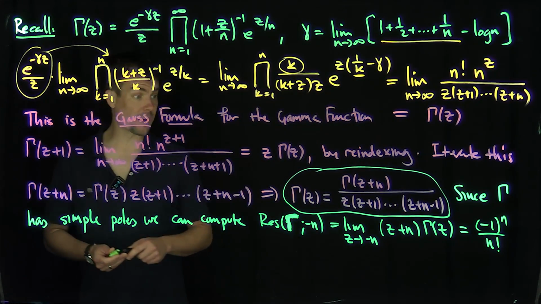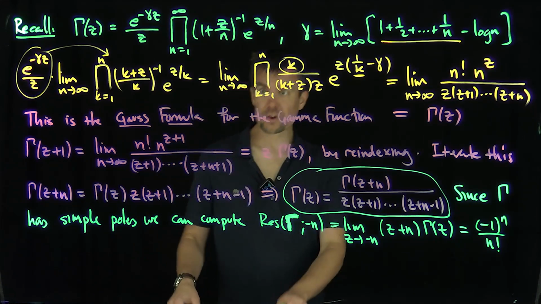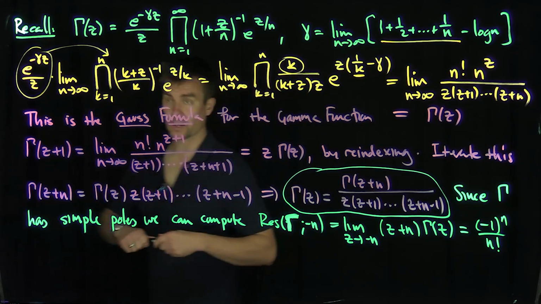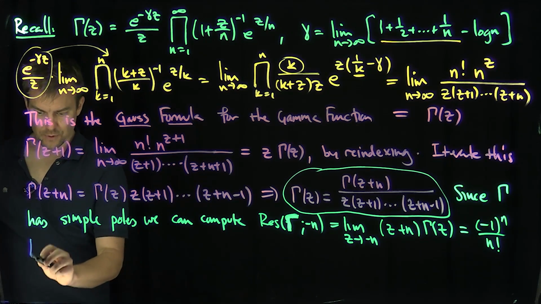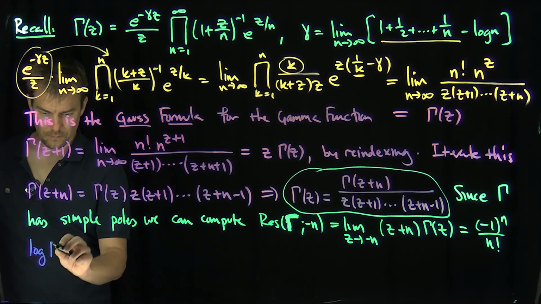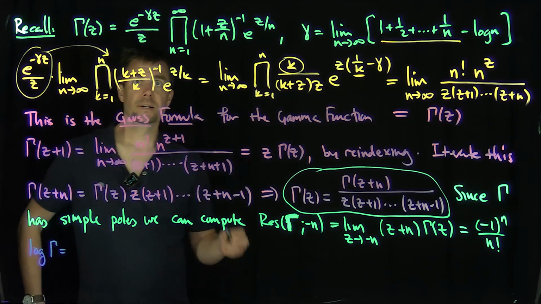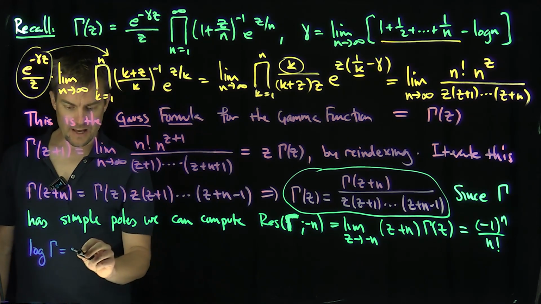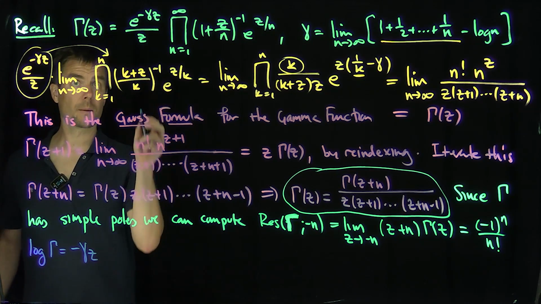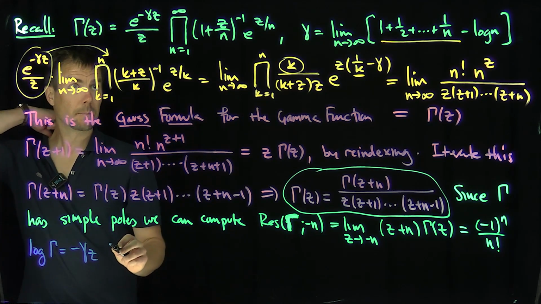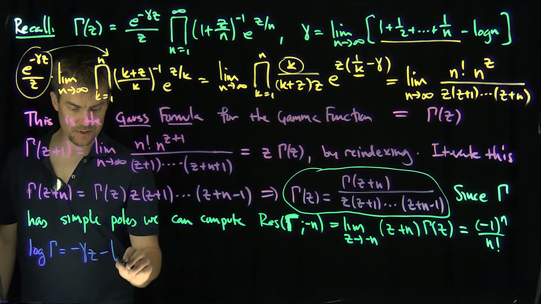So I found all the residues of gamma, which is a very useful thing now, because what is the next thing we want to compute? The next thing we want to compute is the logarithmic derivative of gamma, right? And so what would the log of gamma be? The log of gamma is going to be what? Well, the log of this thing is going to be negative gamma z, plus the log of 1 over z. So the log of 1 over z is minus the log of z.